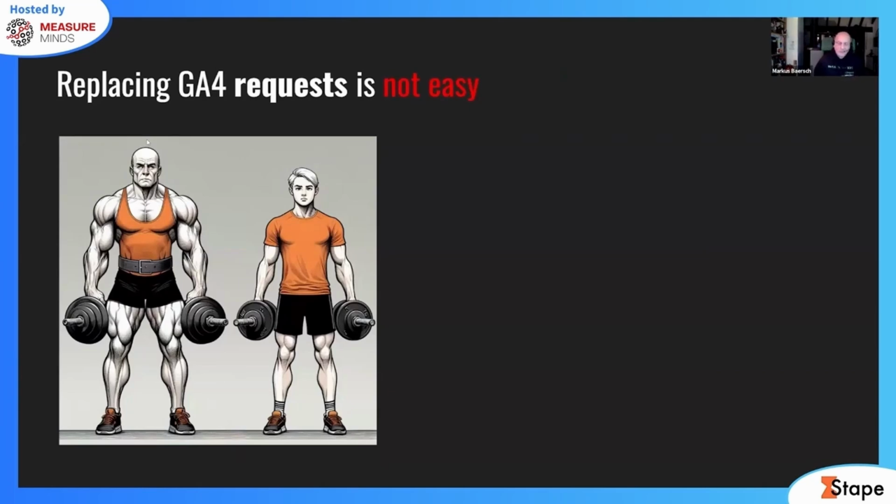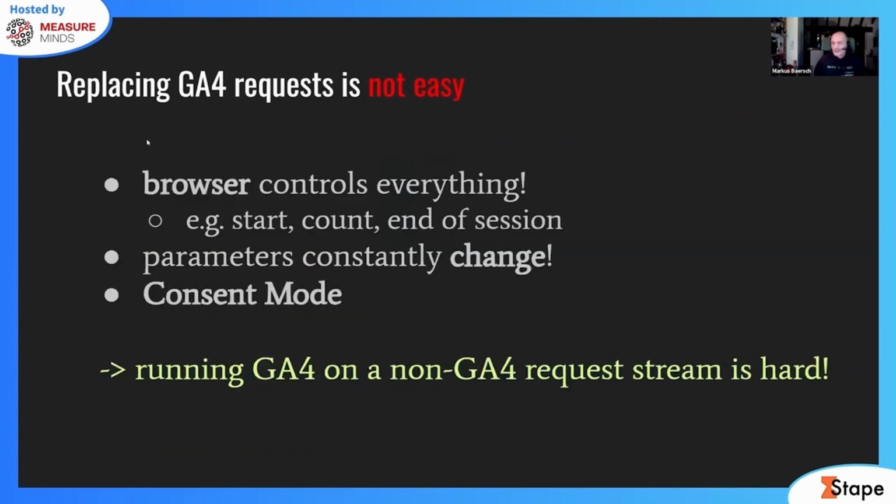And that's because the browser controls everything when it comes to GA4. The browser knows when a session starts. It knows how many sessions there were before. So it knows if there's a new user. It controls the end of the session. And the parameters constantly change. And there's consent mode additionally. So if there's something new, GTag knows what to do, but you usually don't know what to do. So running GA4 on a non-GA4 request stream is not very pleasant.